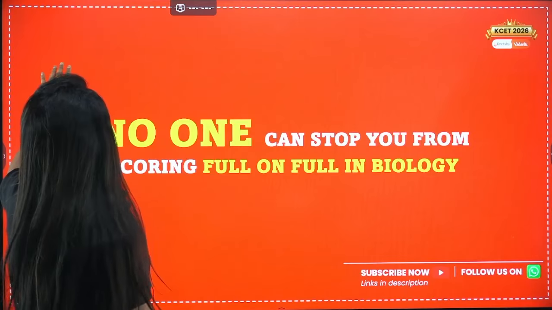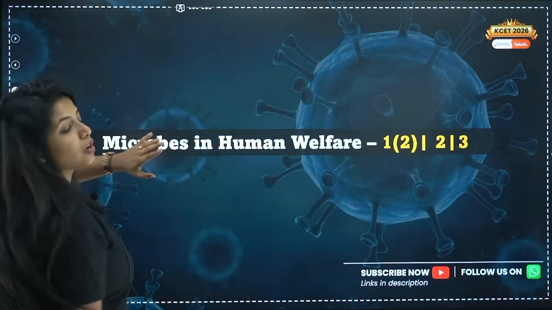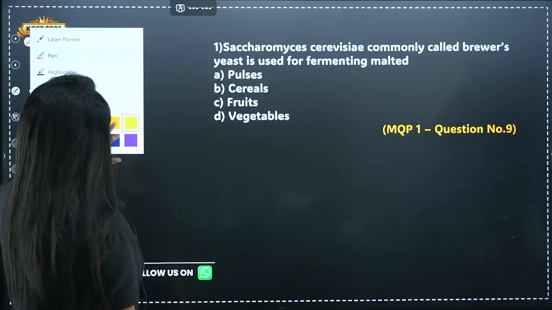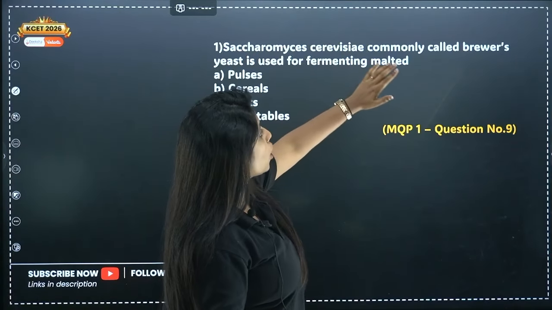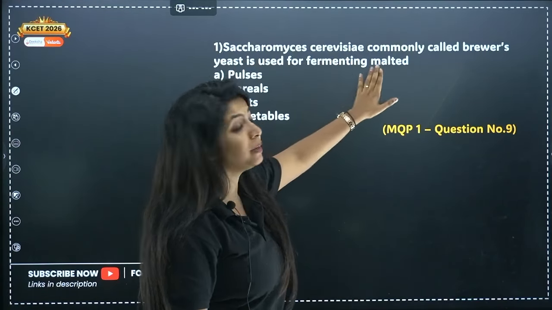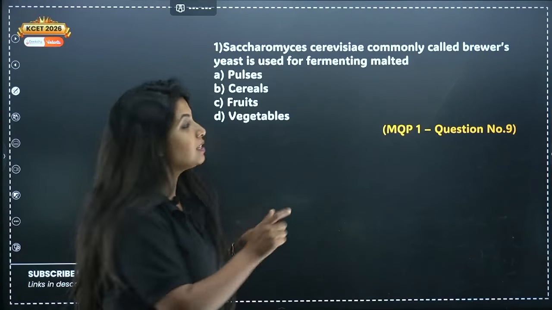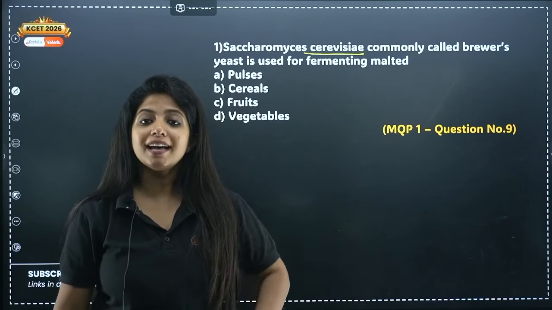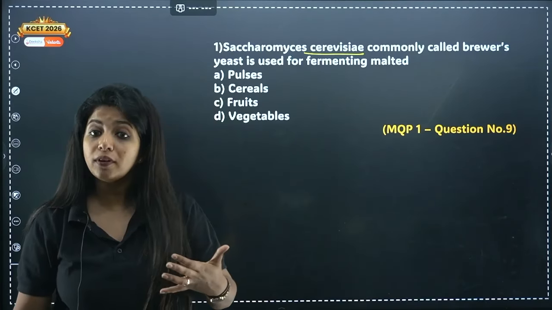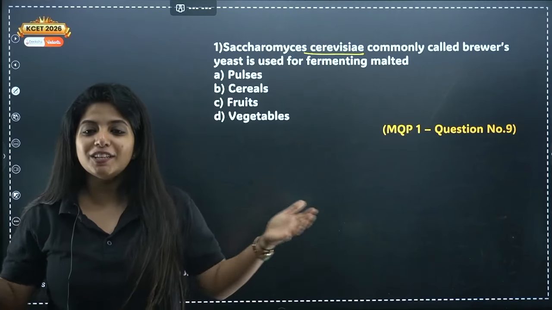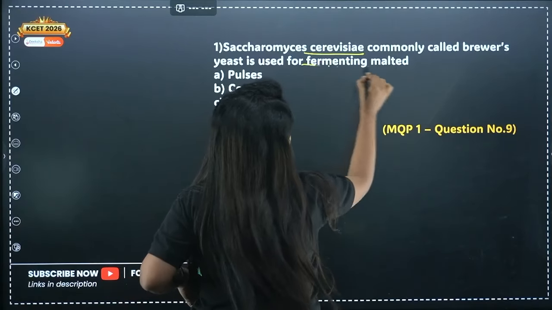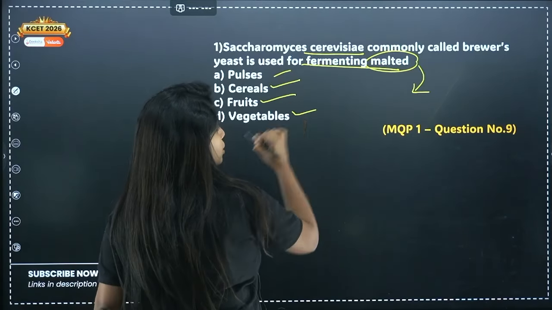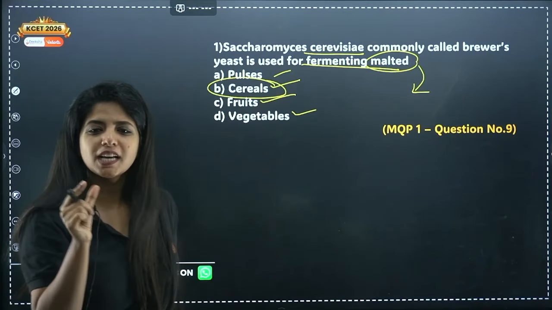Okay, starting off this particular video with the MCQ questions of the chapter Microbes and Human Welfare. You can expect 2 MCQs coming from this chapter. The first question is from model question paper 1: Saccharomyces cerevisiae, commonly called brewer's yeast, is used for fermenting malted what? So Saccharomyces cerevisiae is the yeast which we use for baking also. In that industry you call it baker's yeast. Over here you are using it for brewing, so you will call it brewer's yeast. But what is it used for? Basically for fermenting malted what? Malted pulses, malted cereals, malted fruits, malted vegetables. It will be cereals. A very small line given in your NCERT.